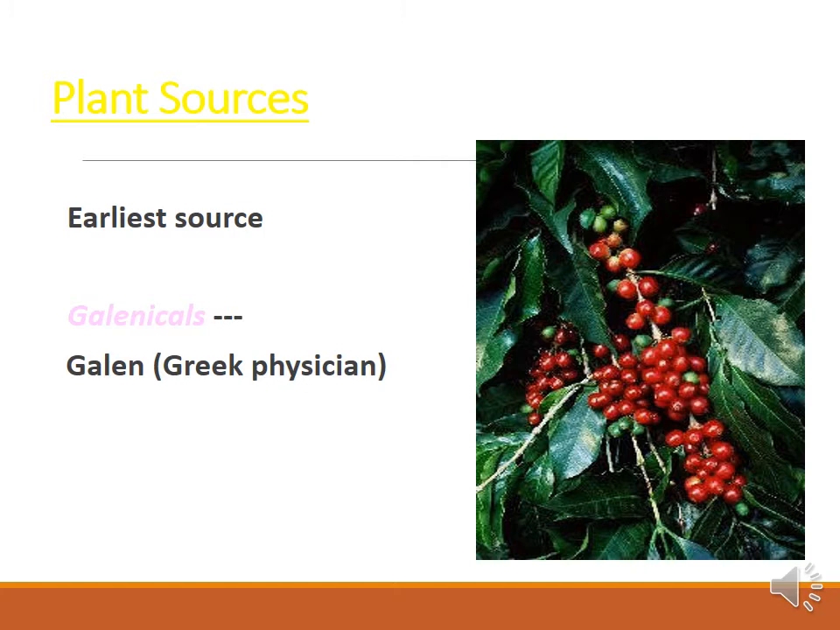Galenicals were the crude drugs used by Galen, who was a Greek physician and an anatomist. He was the one who laid the foundation of using crude materials and drugs, mixing two or using a single crude, naturally occurring product as a medicine for therapeutic purposes. So the earliest forms of drugs made from natural sources are called galenicals.